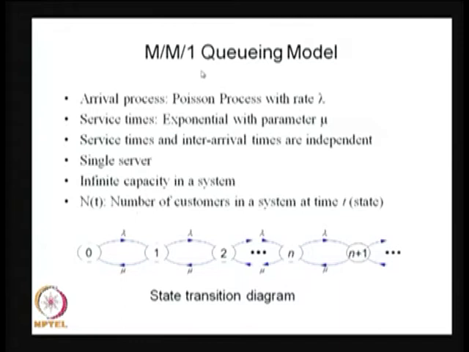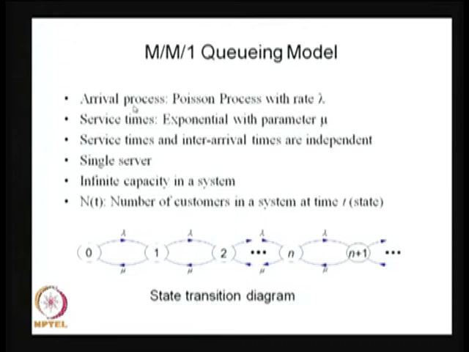Now our interest is to find out the behavior of the queuing system, or the behavior of the number of customers in the system at any time t. Therefore, you can define a random variable N(t), that is nothing but the number of customers in the system at time t. Therefore, this is going to form a stochastic process over t.